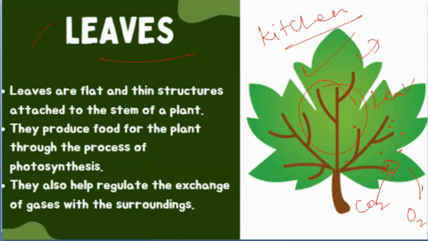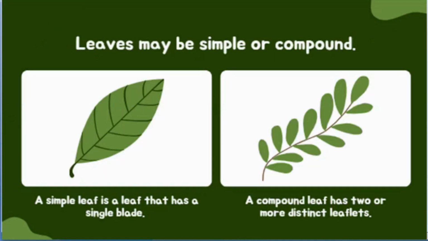That is why leaves are the kitchen for the plants. And leaves exchange gases. Exchange gases means absorb carbon dioxide and release oxygen. We can say that the plants breathe through their leaves. Like we breathe through our nose, plants breathe through their leaves.